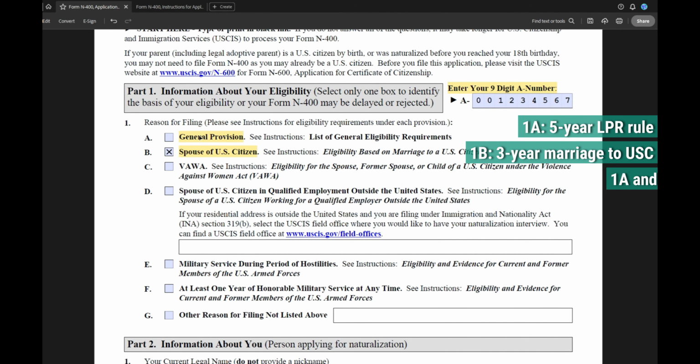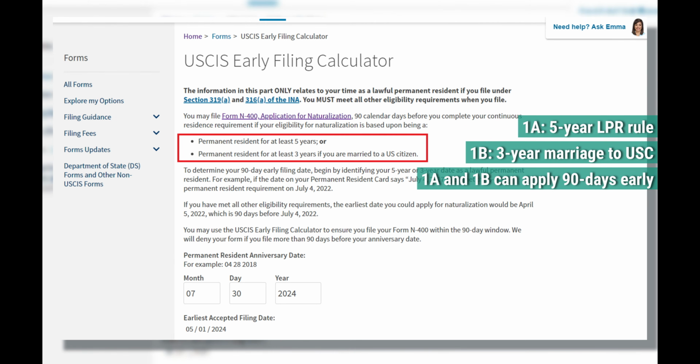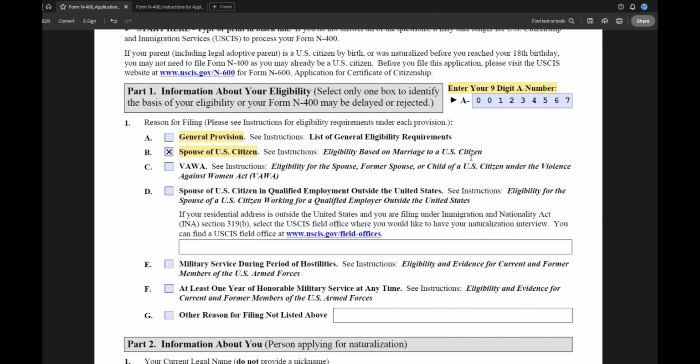If you selected to be a spouse of a US citizen or under general provision, you may be eligible to apply for naturalization 90 days early. The rest of the eligibilities review in the form instructions.